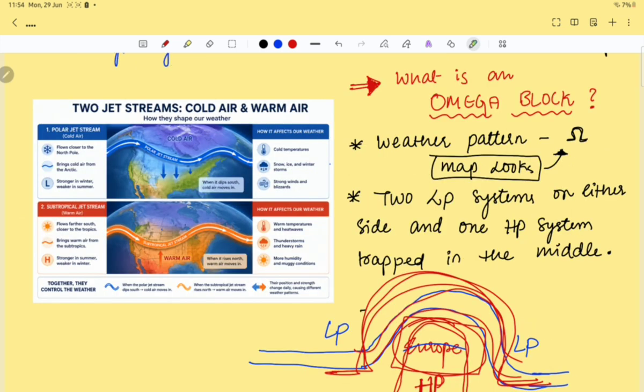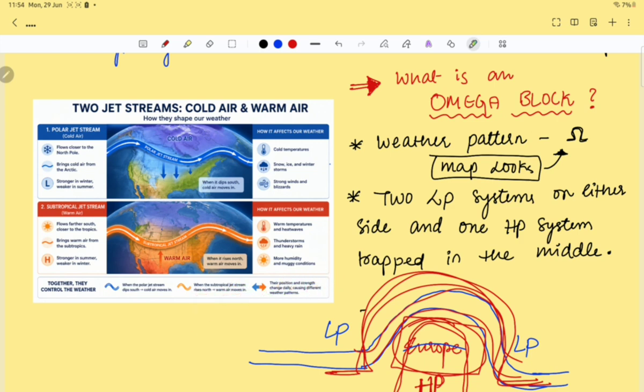So here is the image of the jet stream. The polar jet stream carries cold air. Polar means cool, so a cool region. The polar jet stream is flowing west to east, you can see. And here is the subtropical jet stream, that is warm air. So these jet streams together control the weather or decide the weather pattern. Okay, when the polar jet stream dips south, cool air moves in, and when the subtropical jet stream rises north, warm air moves in.